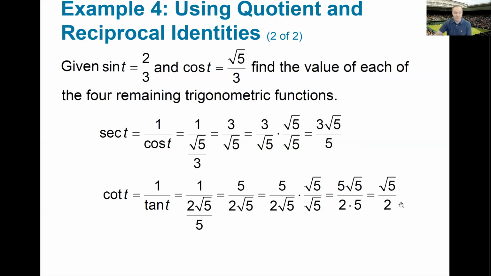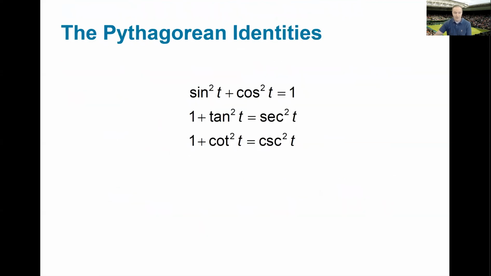It just depends how you wanted to do it at the time. In this case, I think just saying cosine over sine is quicker.